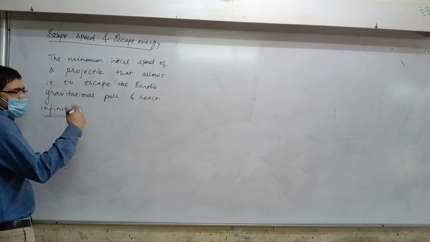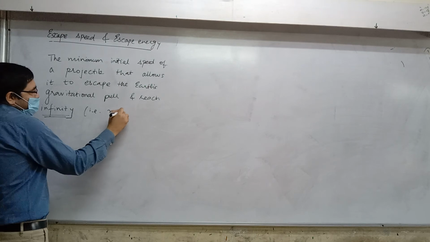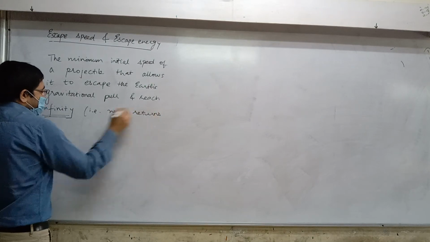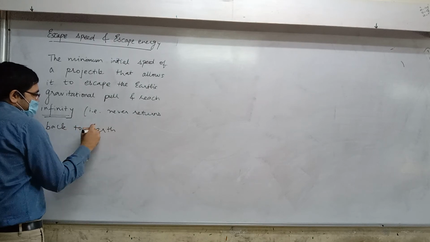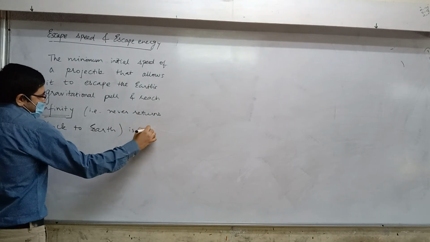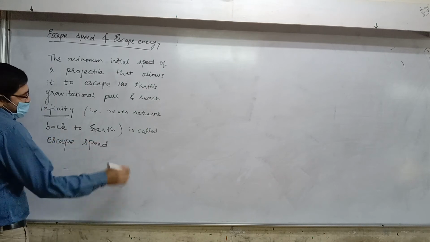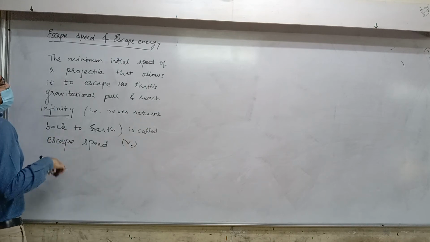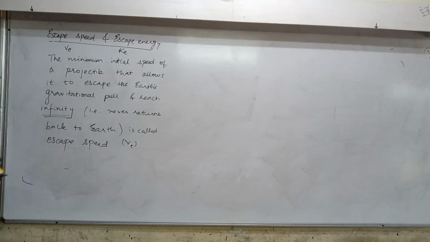In fact, Earth cannot stop it basically. So it never returns back to Earth. That minimum initial speed of a projectile is called escape speed. The symbol of escape speed is VE, and escape energy is KE, because it's a kinetic energy.